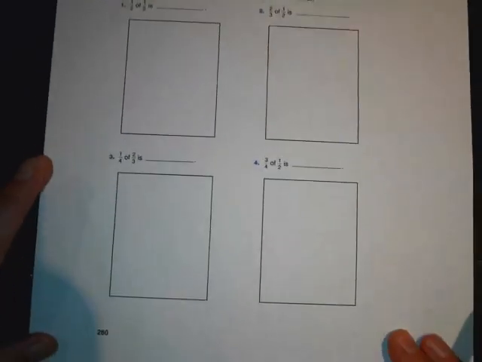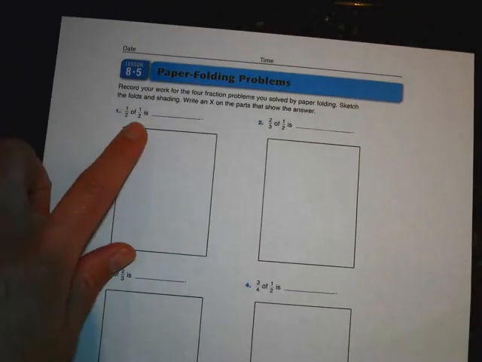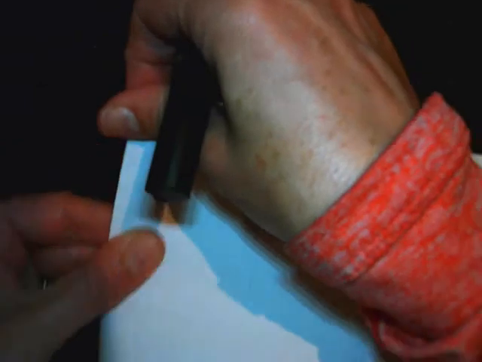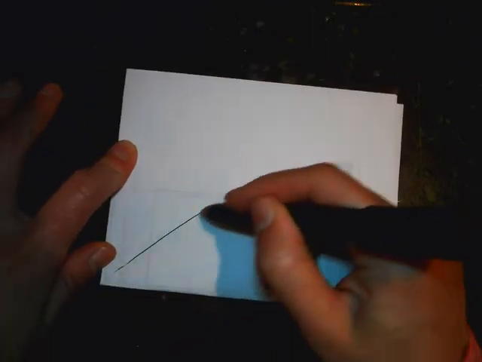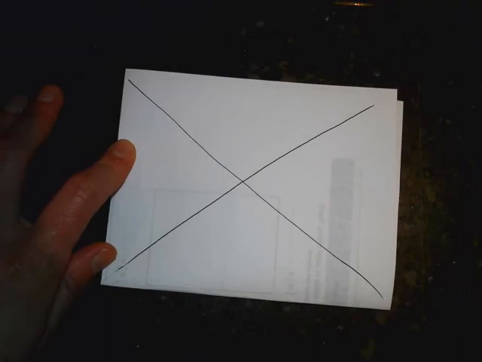So 1/2 of 1/2. Let's just pretend that this sheet of paper is my whole. So I want to start off with 1/2. I'm just going to fold it into a half. So there's 1/2. And now it says take a half of it. So 1/2 of 1/2 is right there. Here's my answer. Here's 1/2 of 1/2.